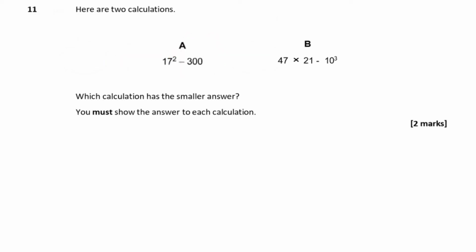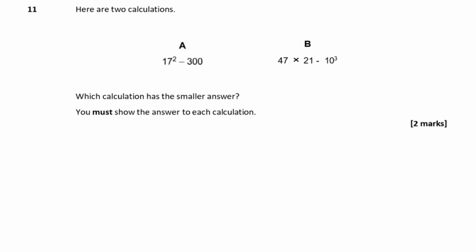Right, here are 2 calculations. I've got 17 squared minus 300, and I've got 47 times 21 minus 10 cubed. Which calculation has the smaller answer? You must show the answer to each calculation. Well, it's really simple to do, isn't it? This is a calculator paper. I just need to type it in.